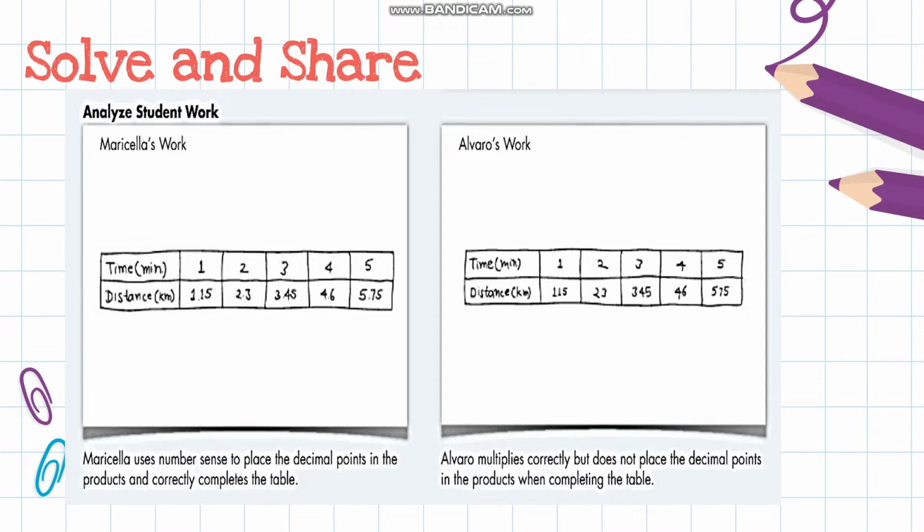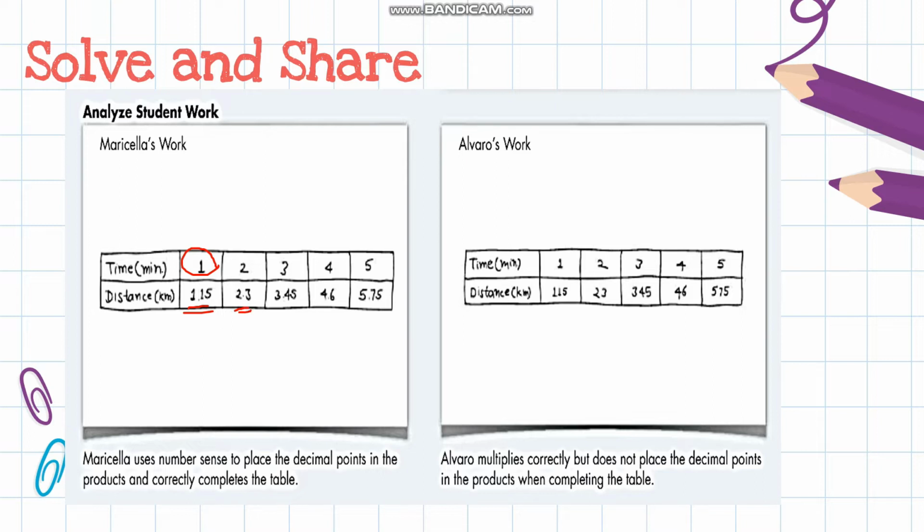So, as you can see from Maricela's work, Maricela uses number sense to place the decimal points in the products and correctly completes the table. So in 1 minute, it should be 1.15 kilometers. That is the distance per minute. So in 2 minutes, twice of it. So 1.15 multiplied by 2, that is 2.3.